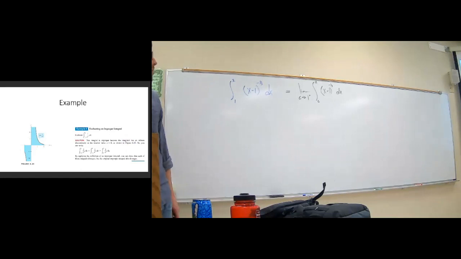Now in this case, we're discontinuous at x equal to 0, but we're integrating from -1 to 2. So we're going to have to break up our integral into 2 different parts. The part from -1 to 0 and the part from 0 to 2. Then we're going to replace this part with the integral from -1 to c, applying the limit as c approaches 0 from the left. And then this part is going to be the limit as c approaches 0 from the right of the integral from c to 2.